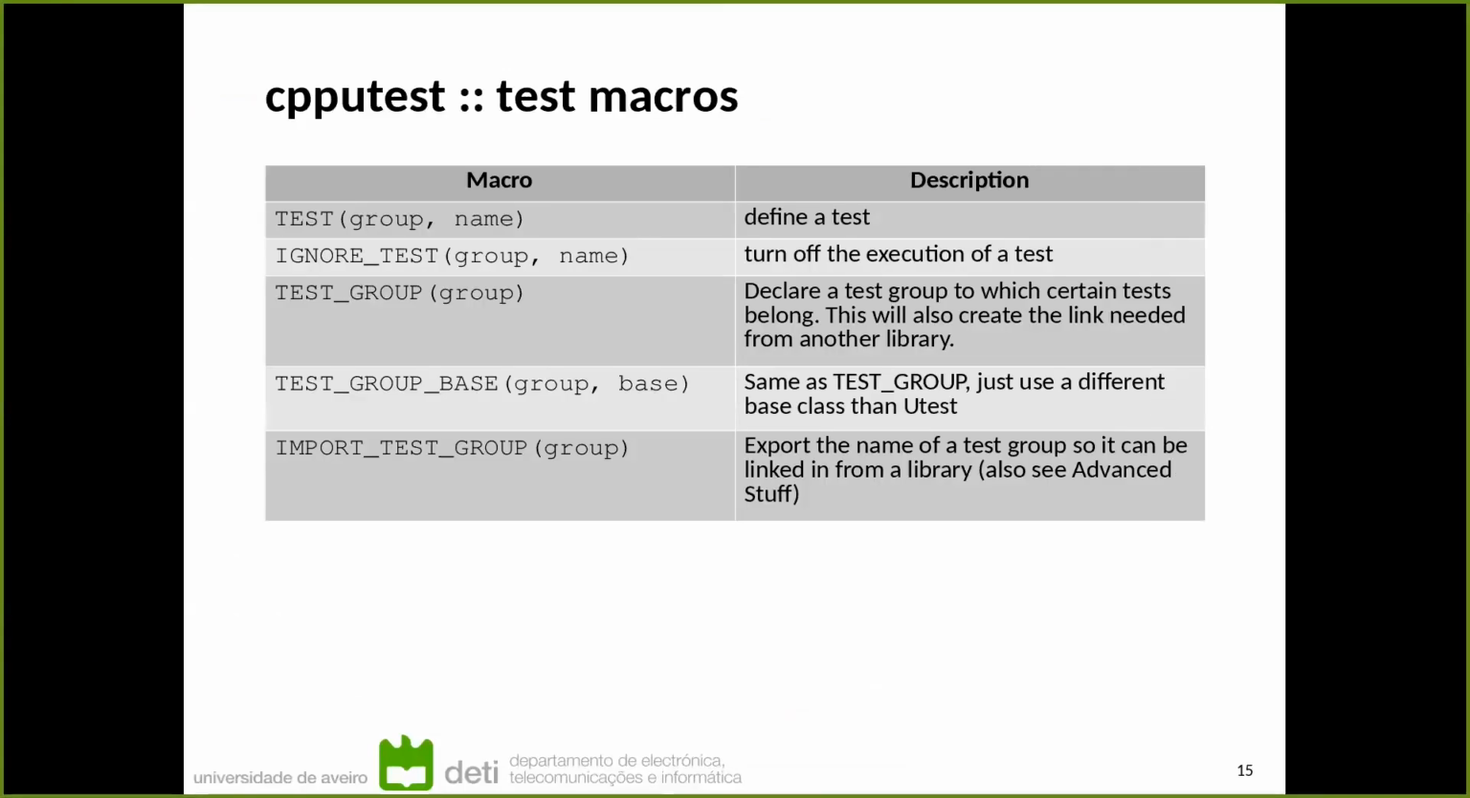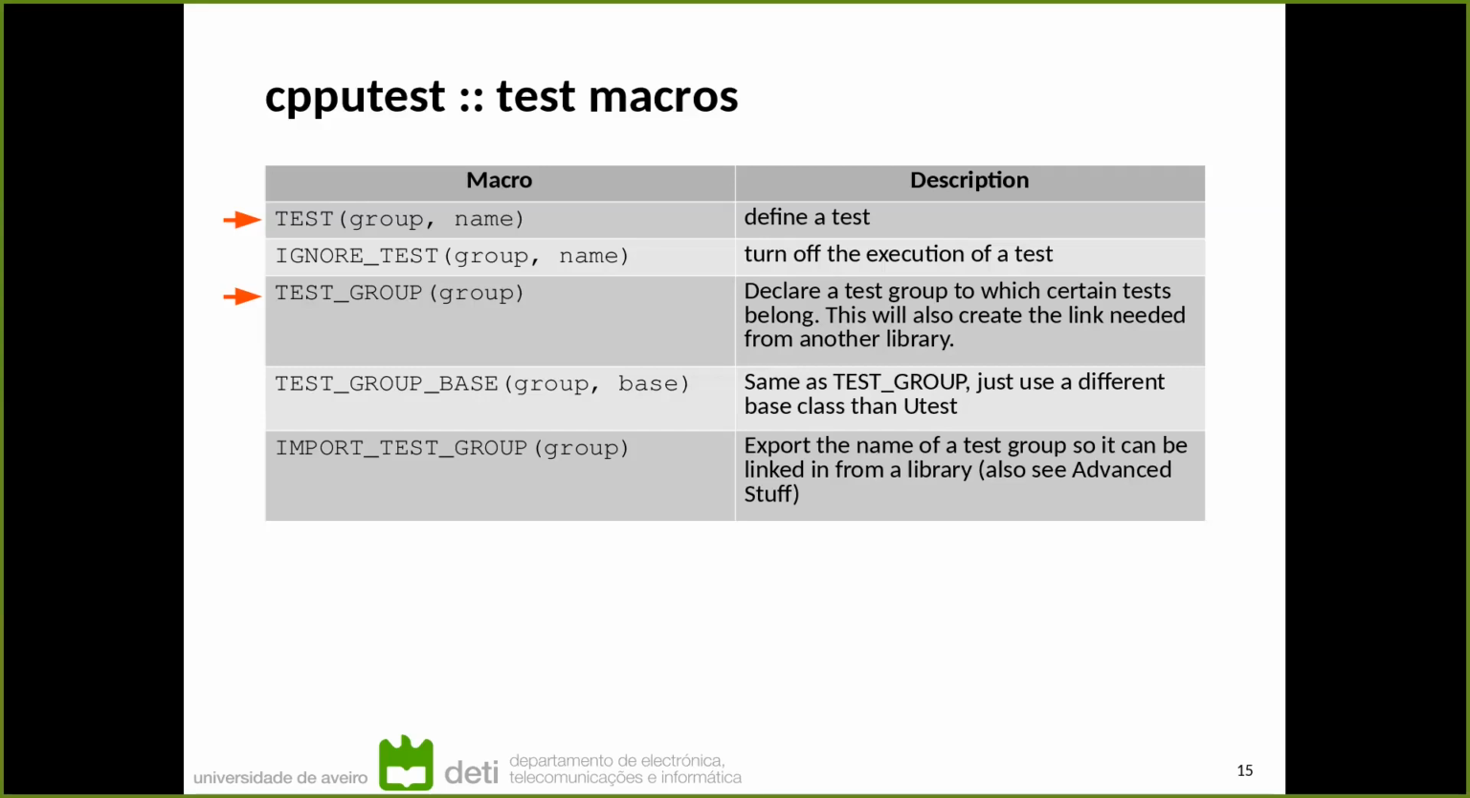How does a test framework work? The test framework defines a set of macros that help us create the tests. These are the macros used by CppUTest, and you will basically only need two of them, which are the test group and the test. Test group is required because every test must be part of a test group. So what we do is we create a test group, and then we include tests that belong to that group.